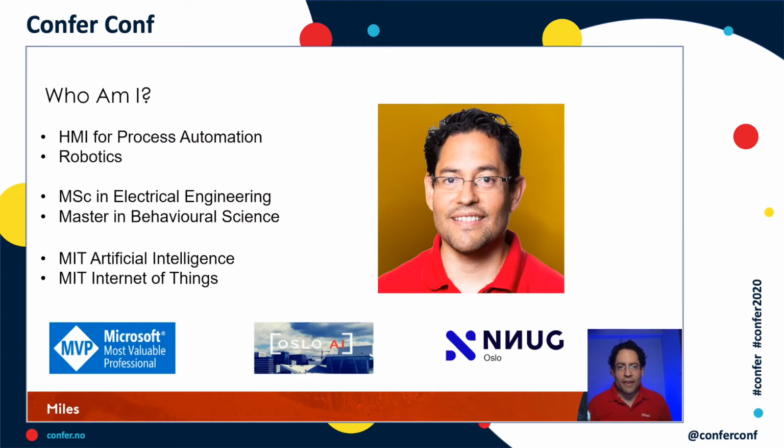So my background is I've been working for 10 years with human-machine interfaces for process automation and robotics, and I've also been working 10 years as a consultant. I have a master's degree in electrical engineering and a master's degree in behavioral science. I'm also interested in artificial intelligence and the Internet of Things, so I've taken some classes at MIT.